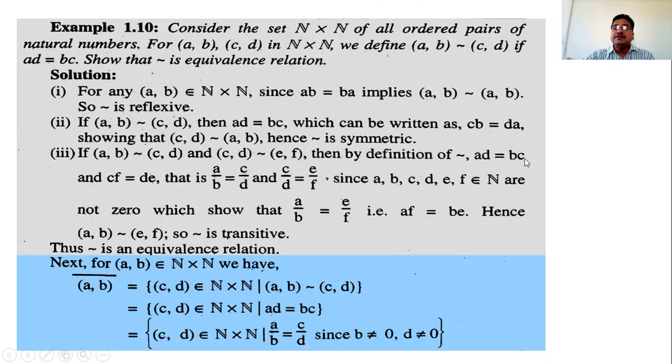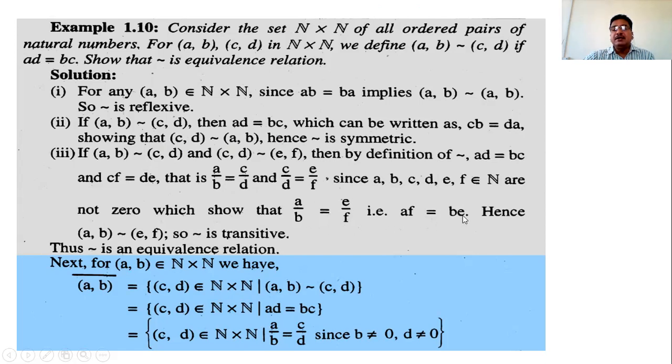From this AD is equal to BC, what we have? Shifting this B to the left side and this D to the right side, so A by B is equal to C by D. And from this equation, what do we have? Shift this D to the left side and F to the right side. So C by D is equal to E by F. And therefore A by B is equal to E by F. We have this from these two equations, because A by B is C by D and E by F is also C by D, and therefore A by B is equal to E by F. And then we have AF is equal to BE from this.